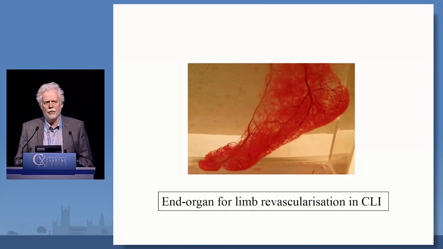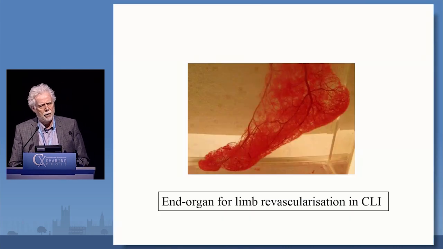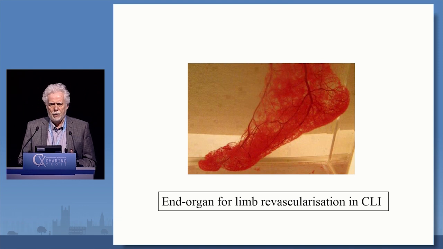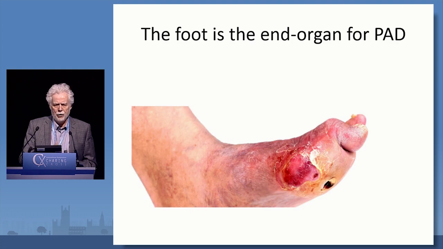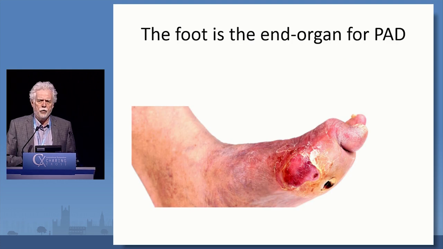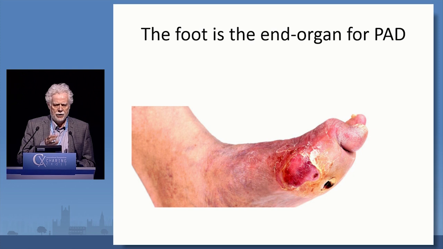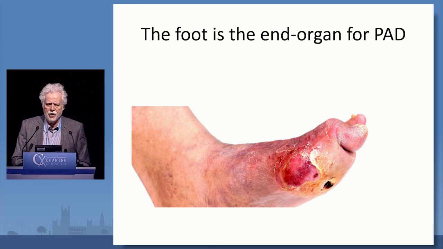And this is the end organ for critical limb ischemia. It's the foot, because in the foot all the things happen. In the foot you have the ulceration, in the foot you have the ischemia. The foot is the very important end organ for CLI. And if you look at a picture like this, we're all focused and trained to think that the ulcer is the problem. The ulcer is not the problem.